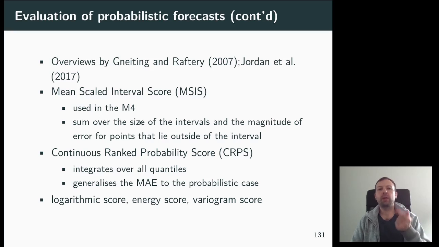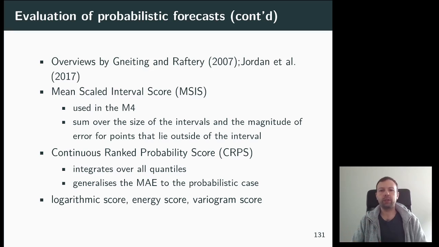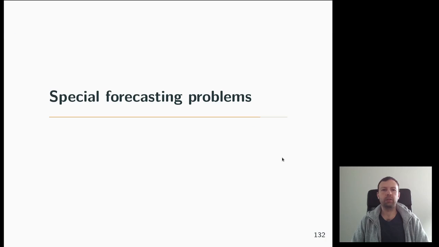So this hit-miss rule and this MSIS, that's only workable for one prediction interval, two quantiles. So this CRPS integrates over all the quantiles, and it's essentially a generalization of the MAE to the probabilistic case. And then there are a couple of other scores like the logarithmic score, energy score, variogram score that also have other advantages, disadvantages, but I won't go into detail with that.